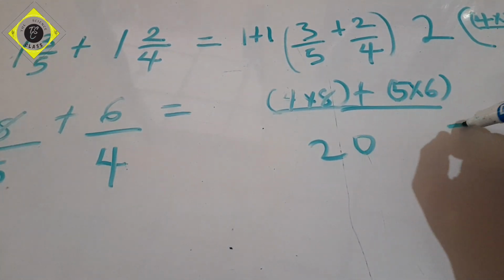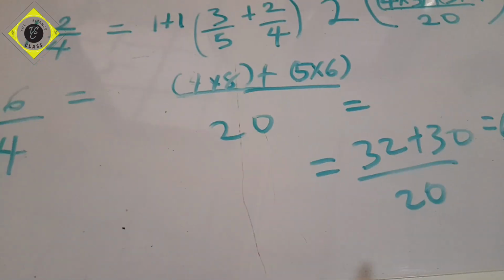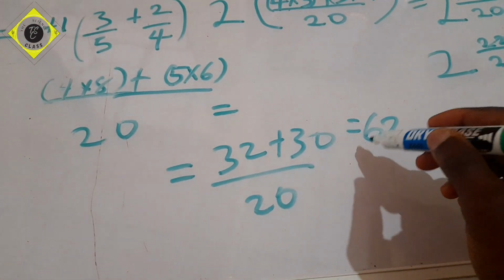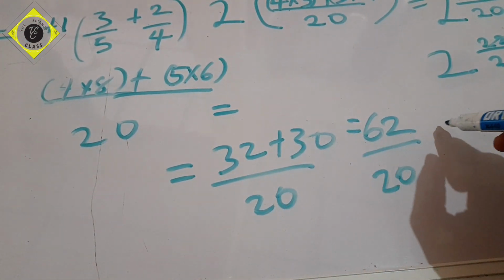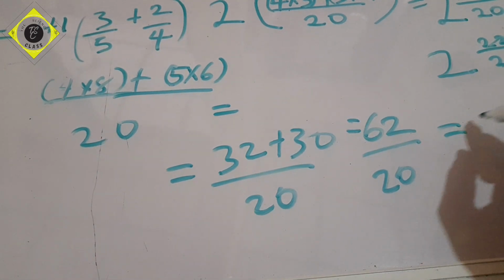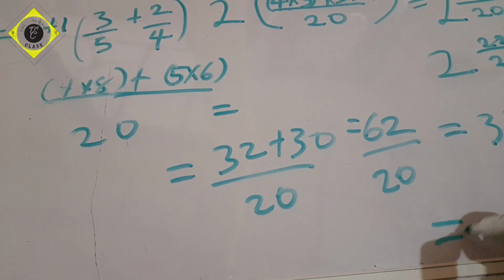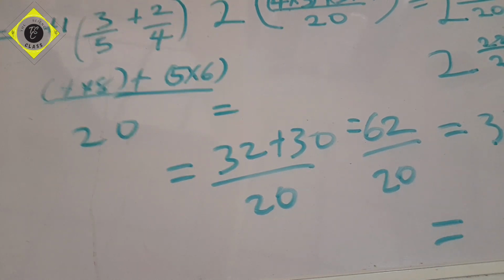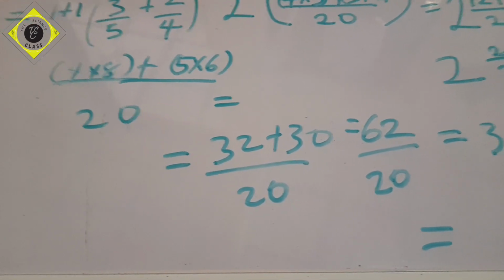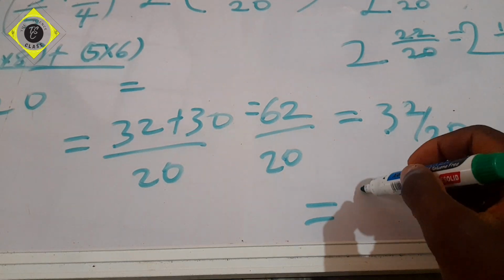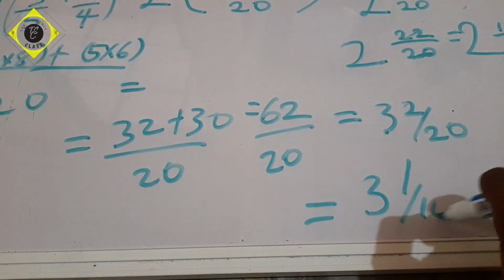All right, we've done this example before. All over 20, which gives us 3 whole number 2 over 20, which also gives us 3 whole number 1 over 10.